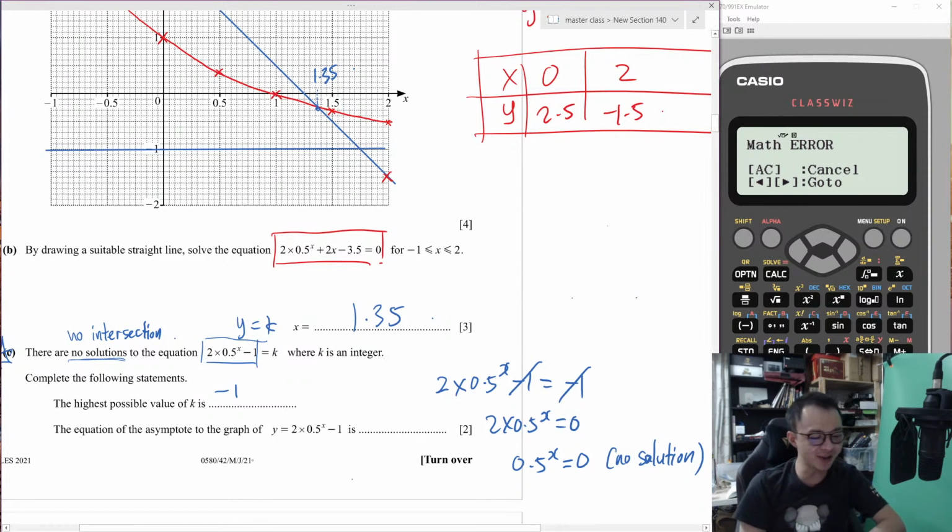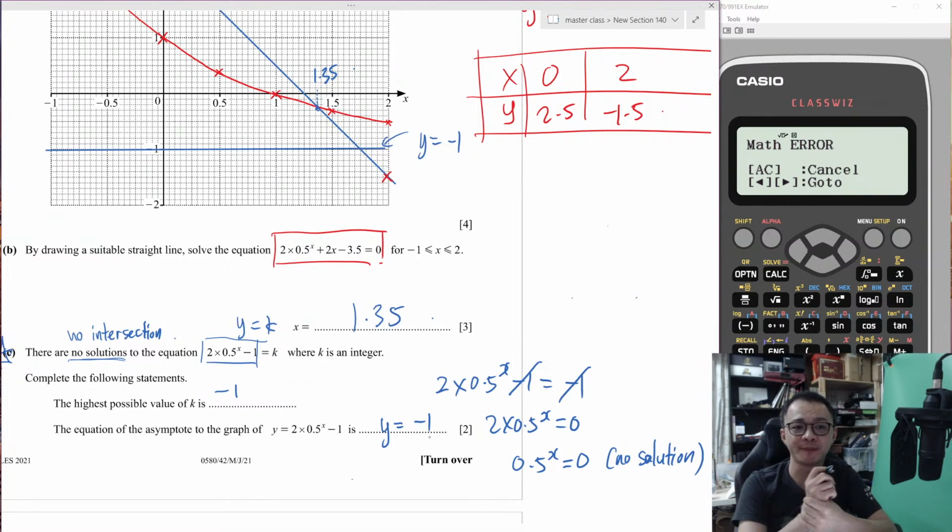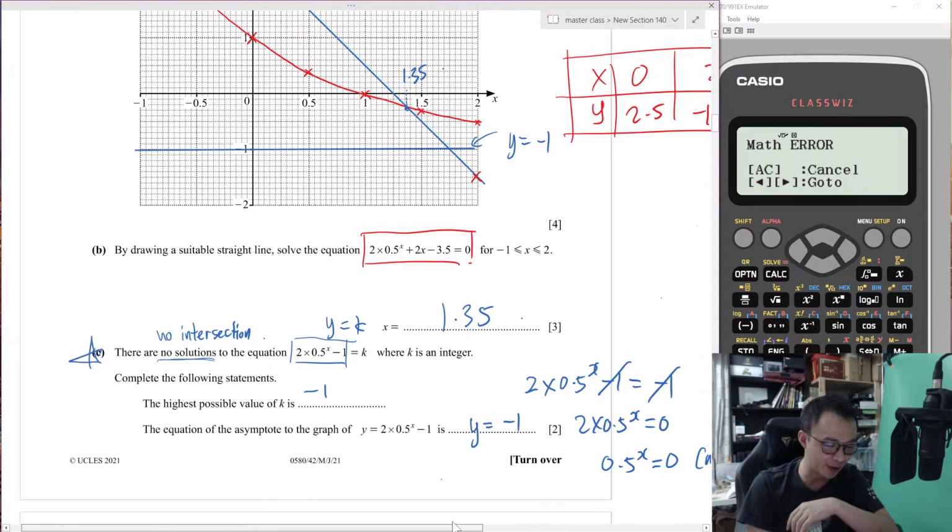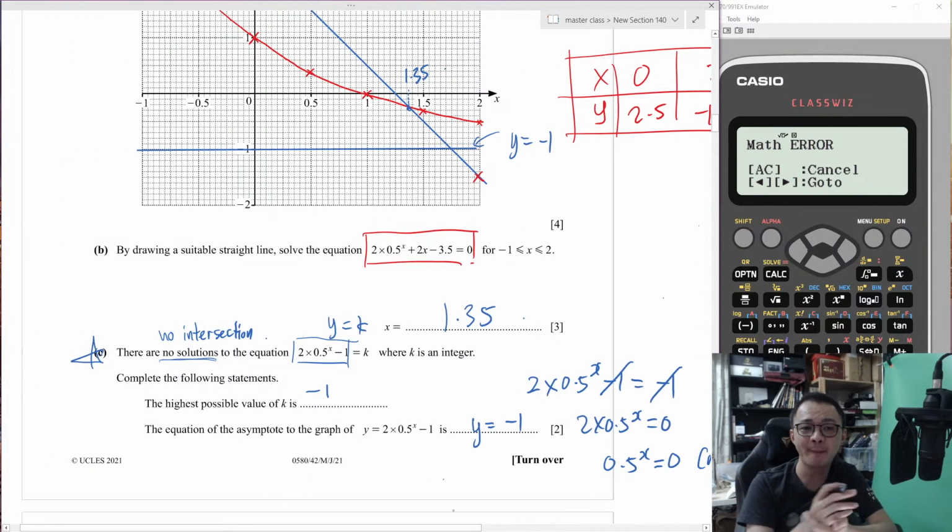Then the next part: the equation of the asymptote of the graph. Asymptote basically means the graph cannot touch it, because once the graph touches it, you will actually get a math error. So this line is called the asymptote. Y equals to -1. Actually, I don't think in extended math you will learn this, but this is how you do this kind of question. Alright, I will just move on. If you want to copy, you can just watch the replay.